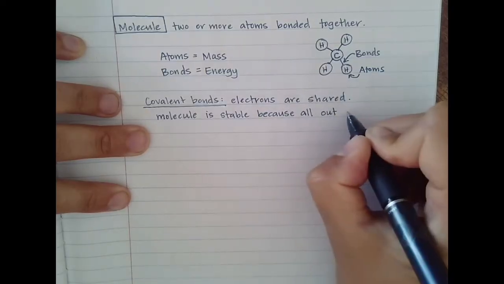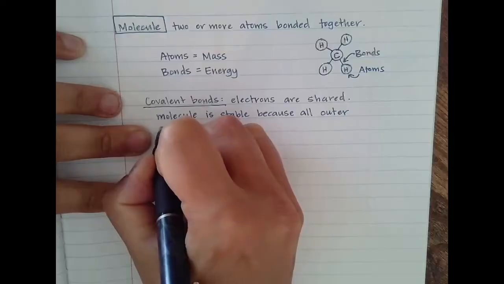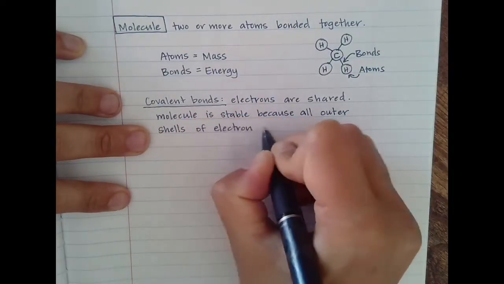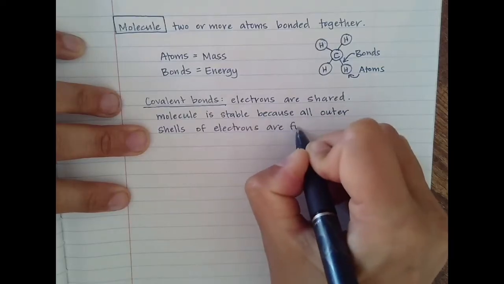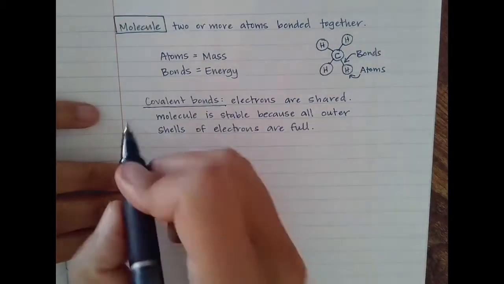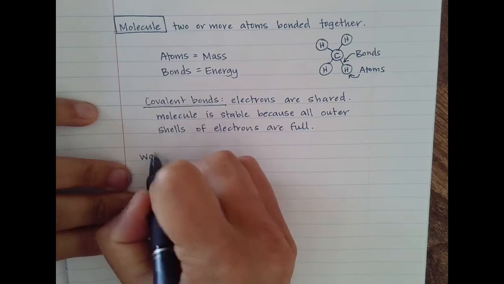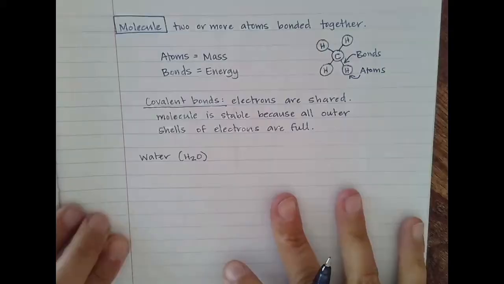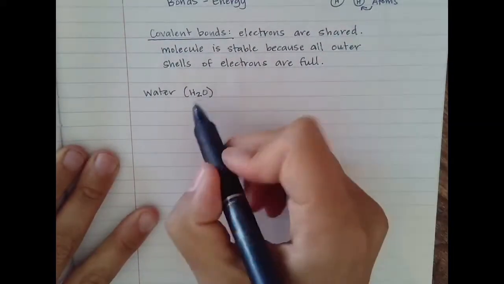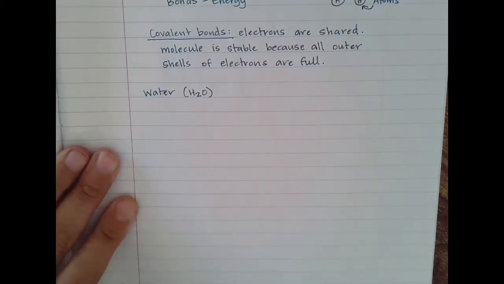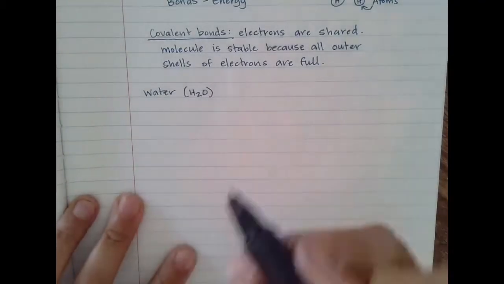And that's because all outer shells of electrons are full. So here's how this works. Let's look at a molecule like water. Water is H2O. What this means is that there are 2 hydrogen and 1 oxygen in every molecule of water.